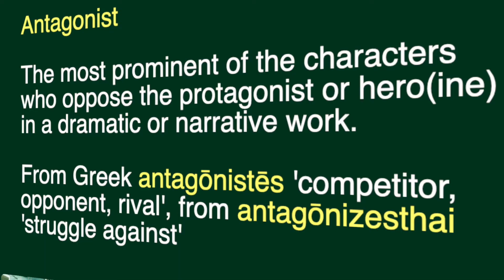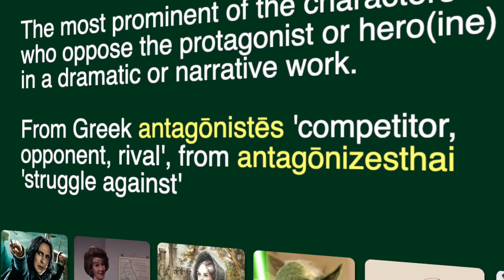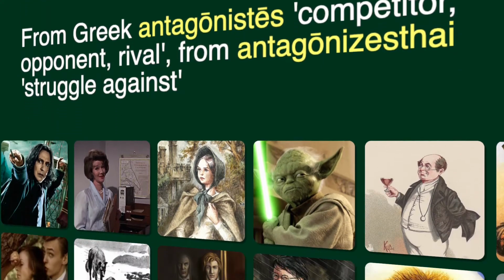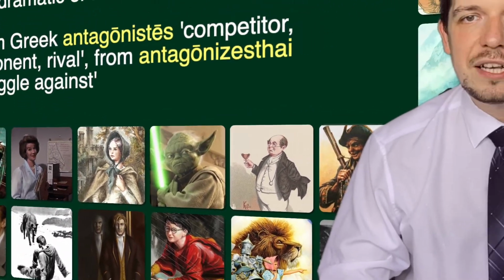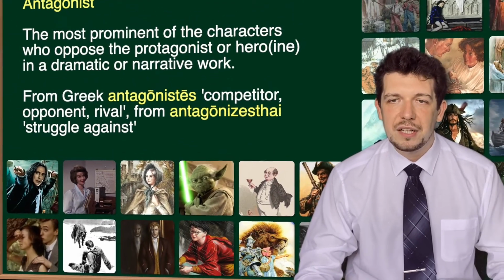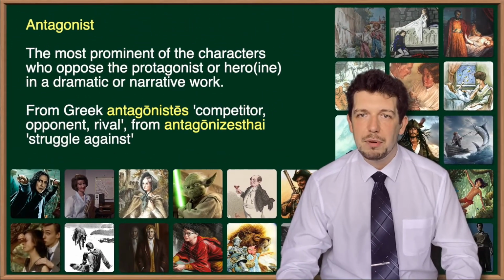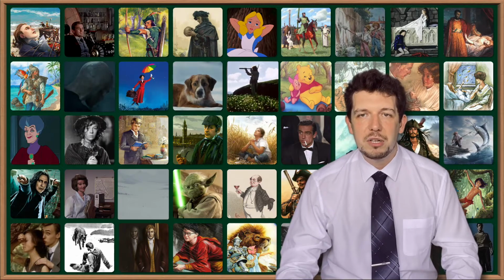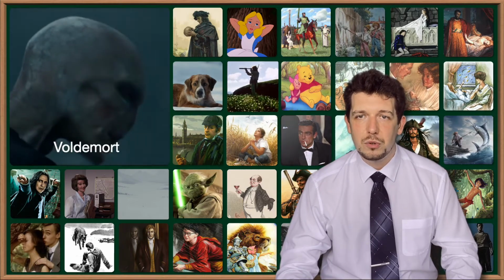The antagonist is the principal opponent of the main character. In Greek, the word antagonist means opponent or rival, and it is ultimately derived from the word struggle. The conflict between the protagonist and the antagonist is the driving force behind the plot of a story. The most prominent character opposing Harry Potter is Voldemort.